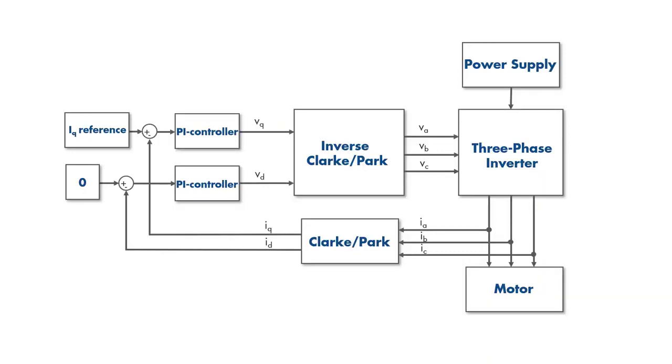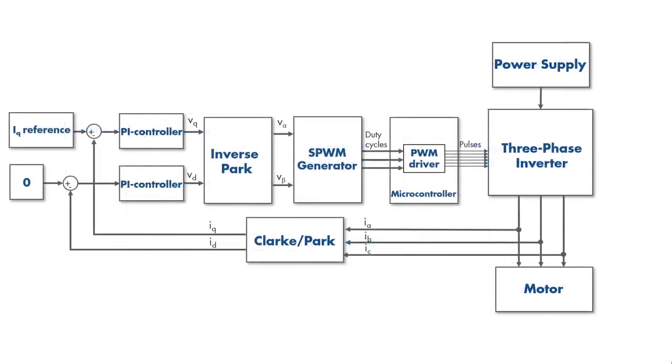Last time, we explained how we use Clark and Park transforms to compute ID and IQ currents and control them at their desired values using PI controllers. This control diagram helped us conceptually explain the different components of FOC and how they work. But the way we implement this algorithm is slightly different, which looks like this.